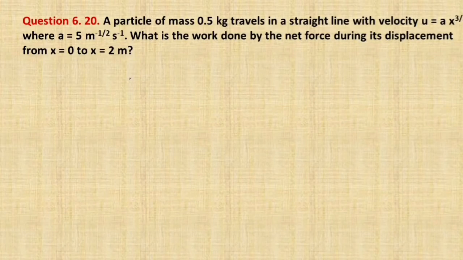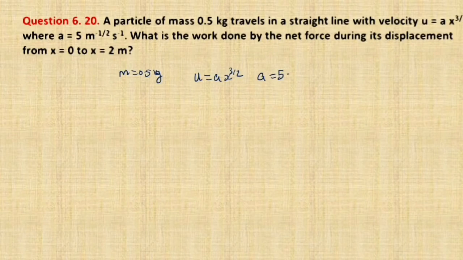A particle of mass 0.5 kilogram travels in a straight line with a velocity v given as a into x to the power 3 by 2, where a is given as 5 meter raised to minus 1 by 2 second to the power minus 1. What is the work done by the net force during the displacement from x equal to 0 to x equal to 2 meter? Correct? So how much work is done here?